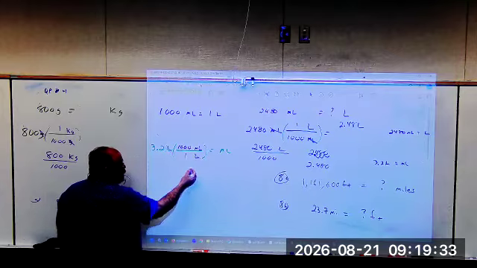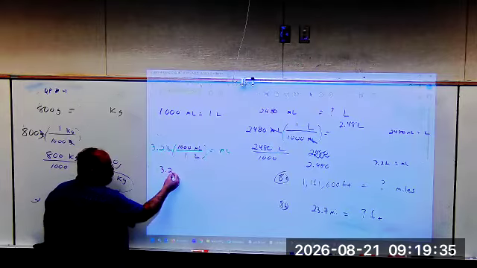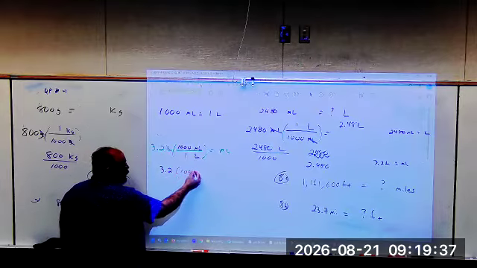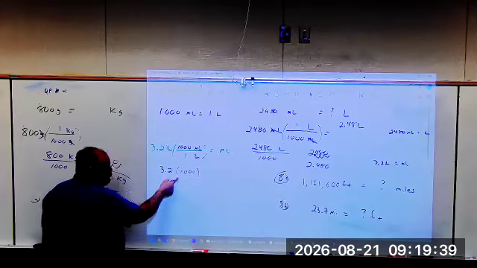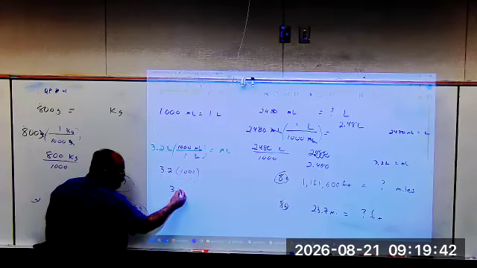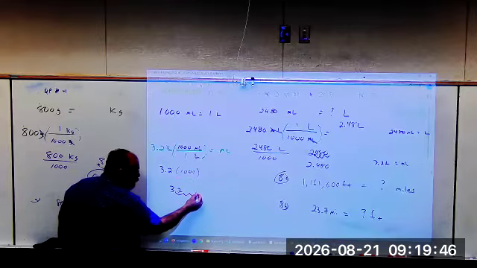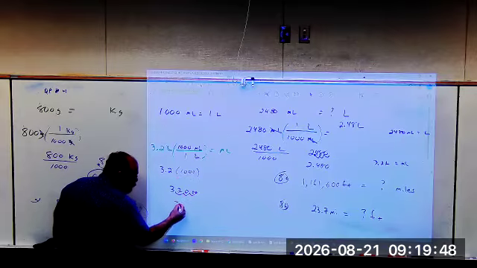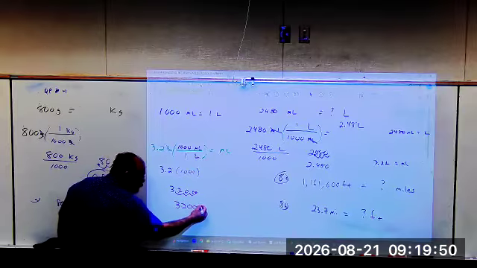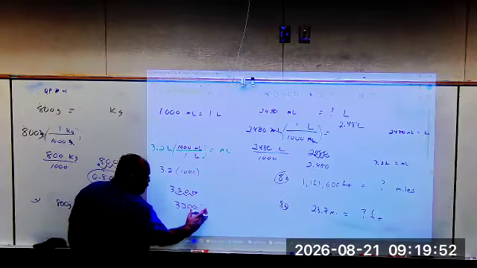The liters reduce. So this time you're multiplying 3.2 times 1,000. And when you multiply by a power of 10, you're just going to move the decimal. So you have 3.2, and you're going to move it 3 times to the right. It's going to get bigger. 3,200 milliliters.